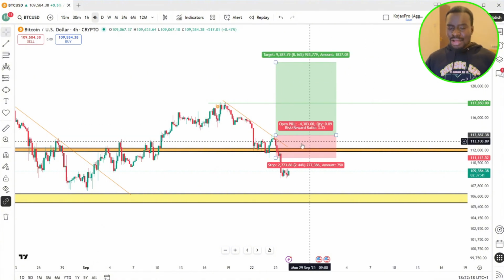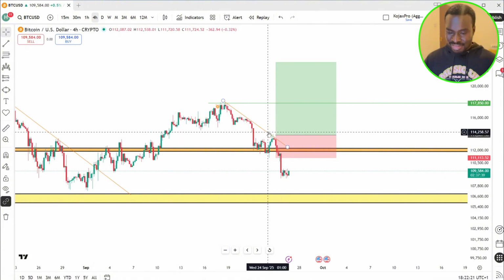So some people will be asking, how do I know that this market actually needs to break this counter trend line before it actually goes to your take profit? That's what this helmet, I call it a helmet.